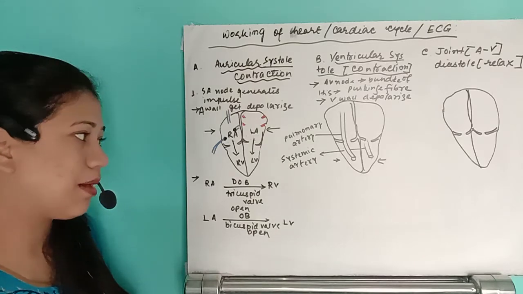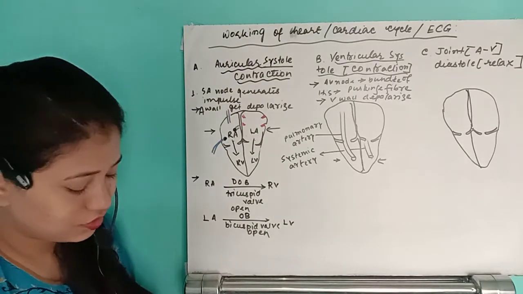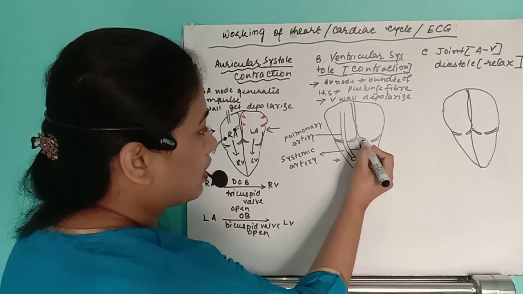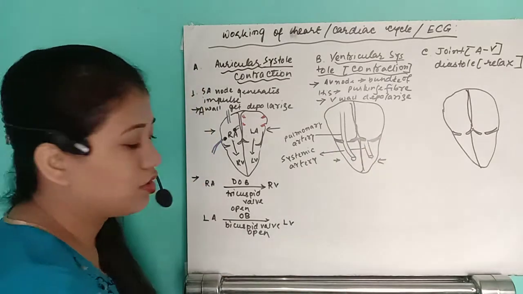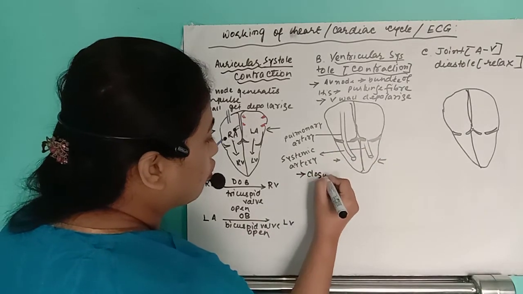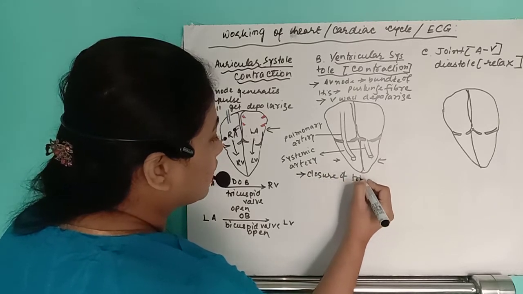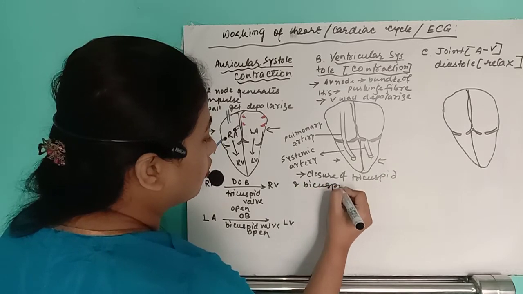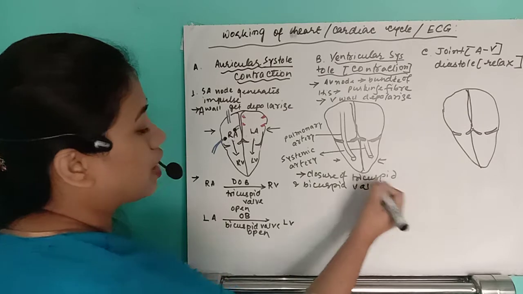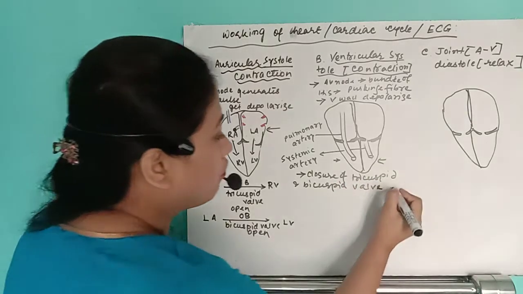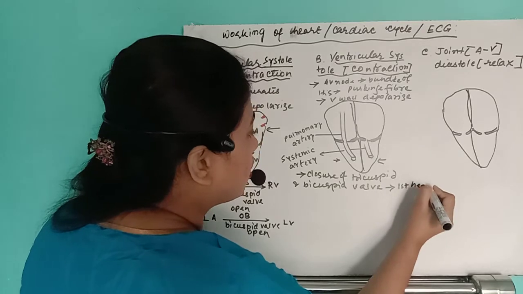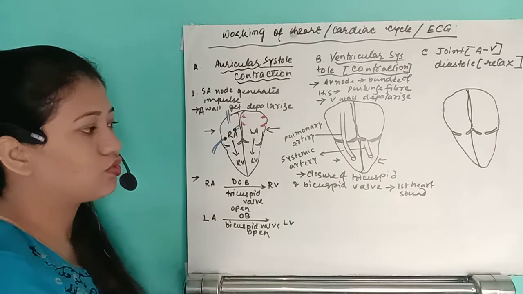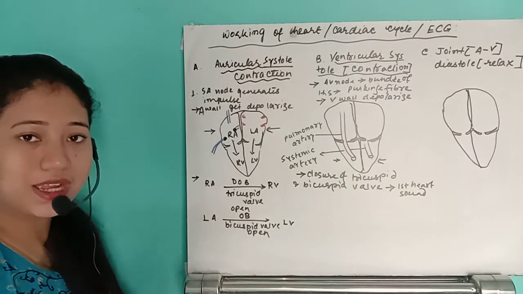So in this time, whenever the ventricle will contract, readily the tricuspid valve will close and the bicuspid valve will be closed. Okay, so remember, due to the closure of the tricuspid and the bicuspid valve, we will hear the first heart sound. Okay, that is a loud sound, due to the closure of both the tricuspid valve and the bicuspid valve.